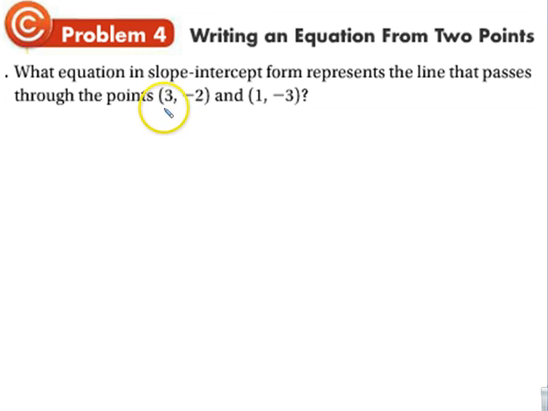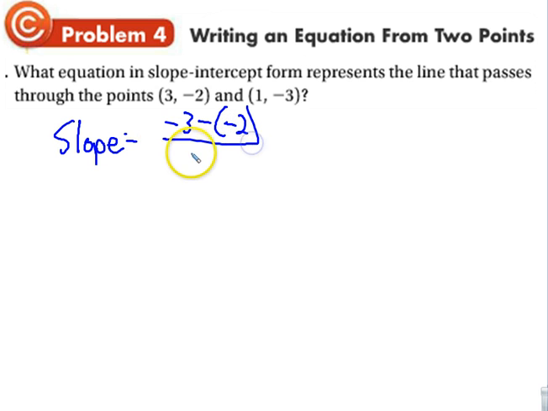Okay. Now we're given 2 points, and we're asked to find the slope-intercept form. So we need to find the slope first. So we're going to do -3 minus a -2 over 1 minus 3. So -3 minus a -2, y minus y, over x minus x. So I get -1, and over here I get -2, so that gives me a slope of 1/2.